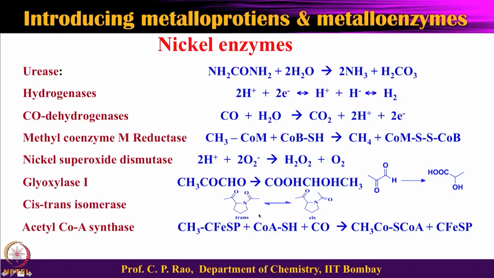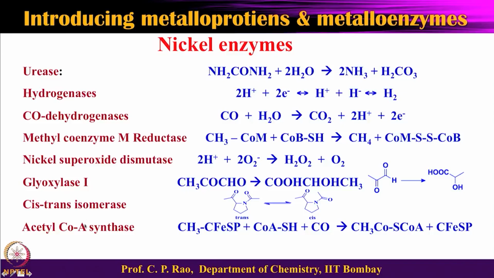Cis trans isomerase. So, its title itself says it is an isomerization and it is a cis to trans. So, you can see here the two acetyl moieties, the carbonyls are oriented in the same direction. If you see on the right side, the carbonyl moieties are oriented in a different direction. So, that you have a cis over here and the trans over there is giving a different kind of a structure. So, this also is carried out by nickel kind of an enzyme.